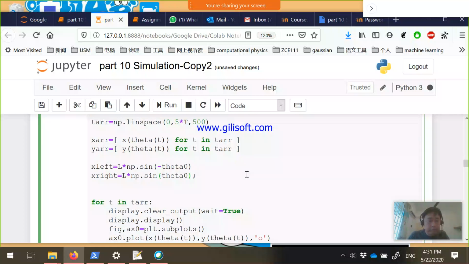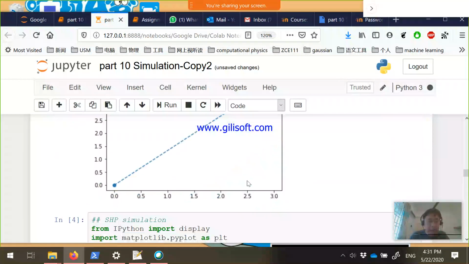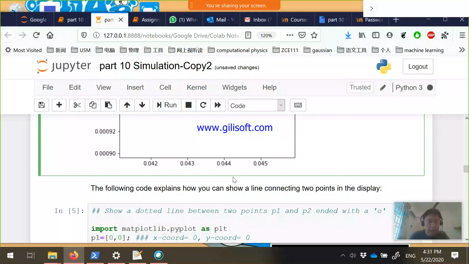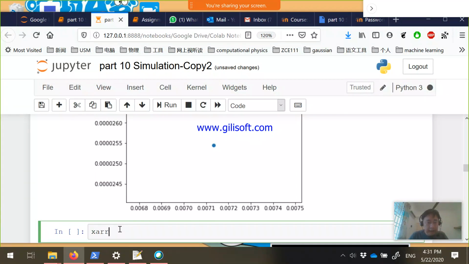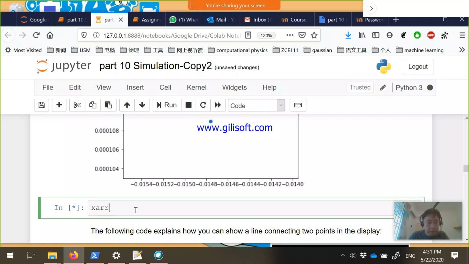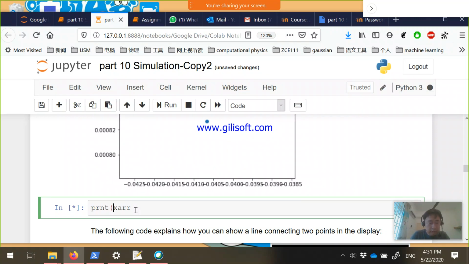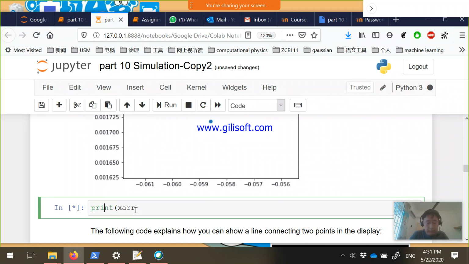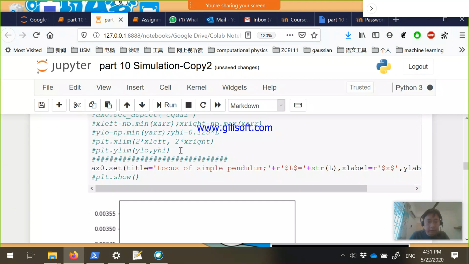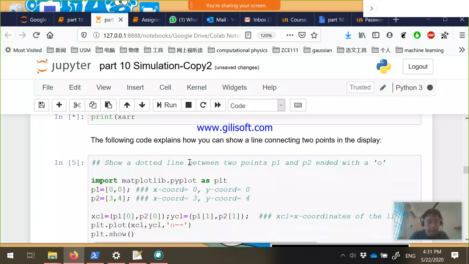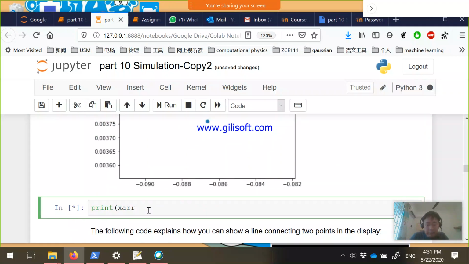Now the other way to define the x left, x right is to look at the XARR. You see, XARR is a value. Let me show it here. Okay, so let me open it. And so this XARR is an array. So let me print it out. Print out the X array. For some reason it doesn't print out because of these things here. Okay, anyway, XARR is an array.